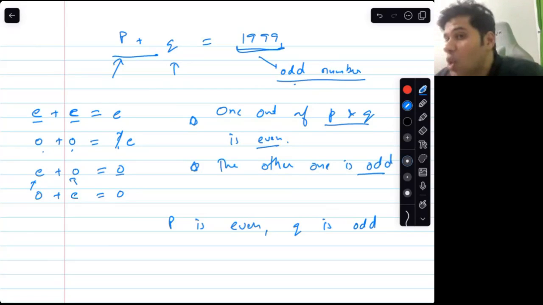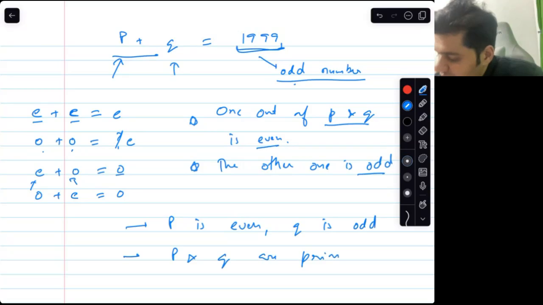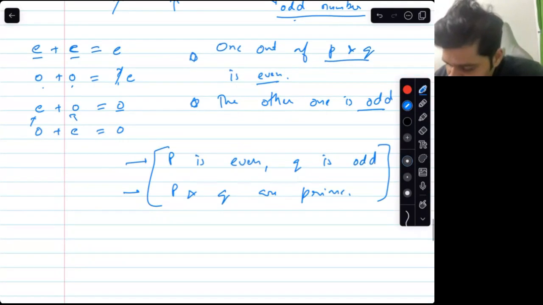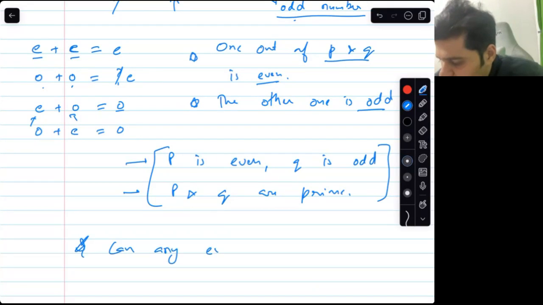Okay. But you also know one more thing, that P and Q are prime. So this is one fact. The other fact was given to you: P and Q are prime. Now my very important question to you: is 4 a prime number? Is 6, 8, 10, 12, 14 a prime number? Is any of them? So my question is, can any even number be prime?